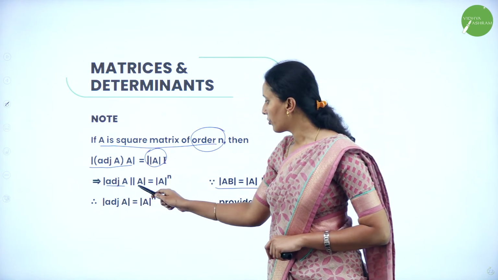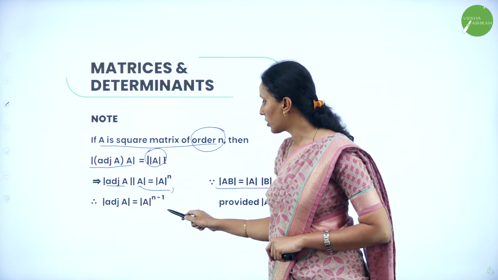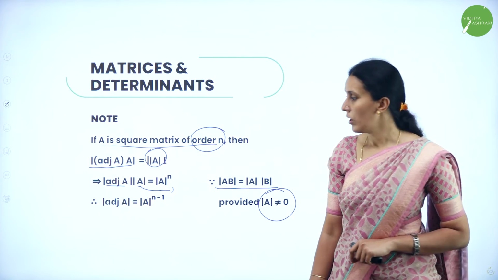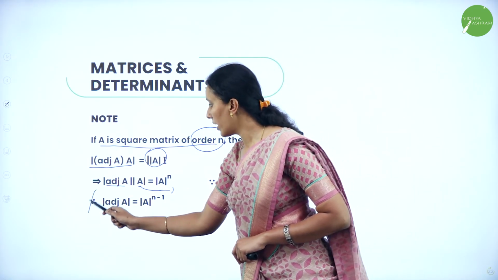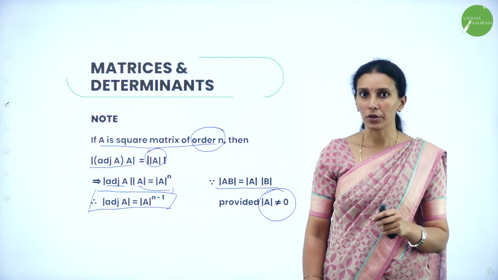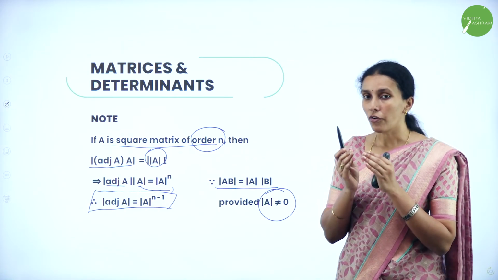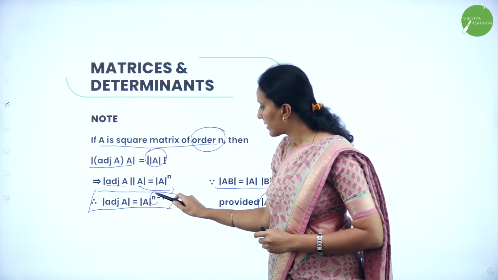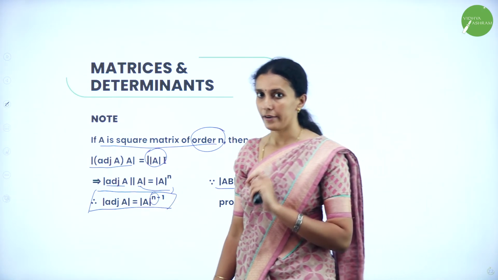Now here, if you shift it, then it comes to the denominator, provided determinant of A is not equal to 0. So therefore, we have one more relation, that is determinant of adjoint A is equal to the determinant value of A to the power n minus 1, and n is the order of the matrix.